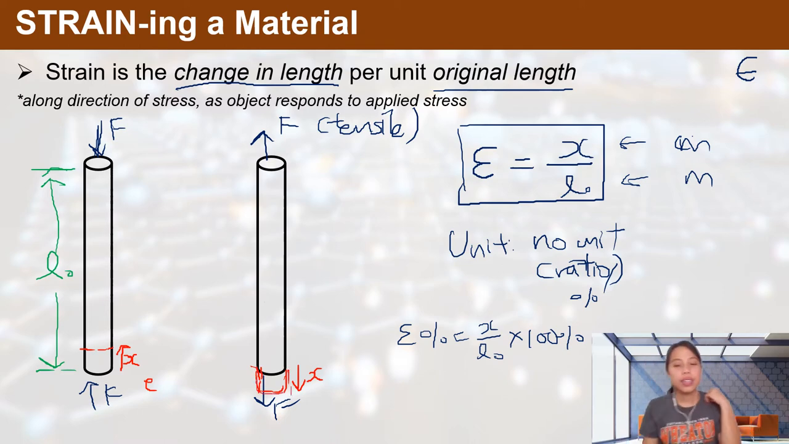Okay, so here you will still have another strain. It will be another X value. You don't have to worry about whether it's a negative or positive strain. No. It's just change in length, original length. That's all we want to know.